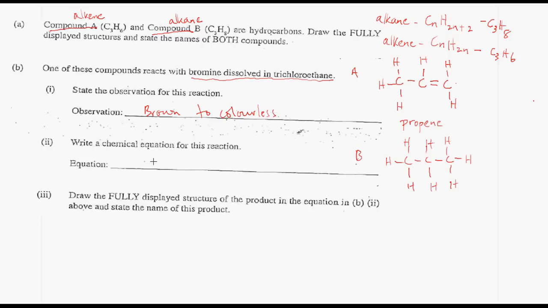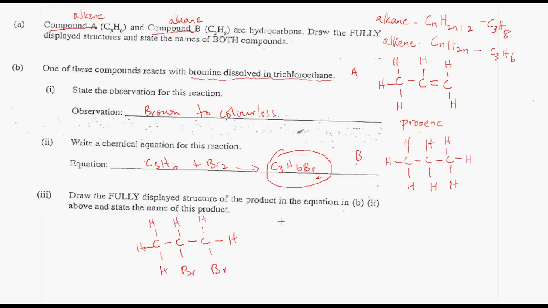And the question asks for an equation, so we start off with C3H6 plus Br2, and this gives us C3H6Br2. And the last part asks for the fully displayed structure of the product. So we are talking about this product here. So it's an addition reaction, and the displayed formula is we have 1 bromine here, 1 bromine here. So this is the structure they are looking for.